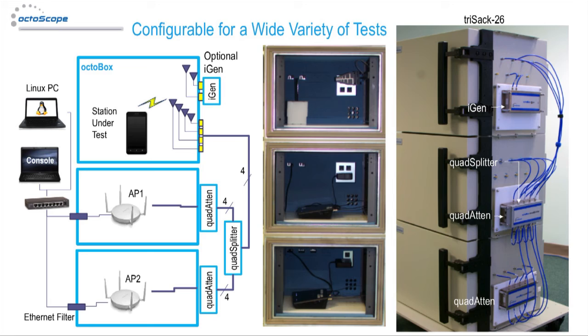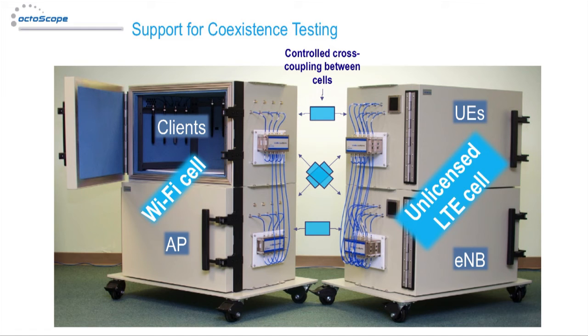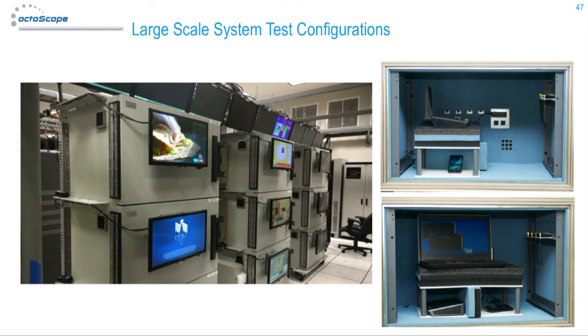Here we see an example of a roaming test configuration, which is a focus of Octoscope's earlier video available on YouTube. You can configure the octoBox for the comprehensive coexistence testing that is becoming increasingly important with the emergence of unlicensed LTE. This example shows a testbed configured as two neighboring cells, Wi-Fi and LTE. You can test how real Wi-Fi and LTE devices interact and use the octoPAL and iGen for controlled traffic and interference generation. And you can flexibly and easily set up wireless test networks emulating multiple rooms in a house with real or emulated devices placed at precise range with respect to one another in the test network.